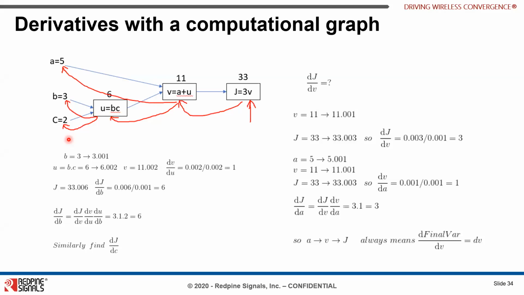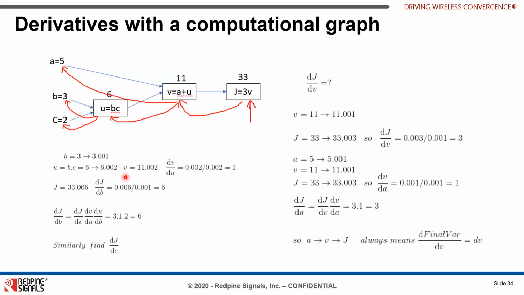So suppose here, if I increase b from 3 to 3.001, what will happen? We know u is equal to b into c. That is, b is 3.001 into c, and c here is 2. So 3.001 into 2 comes to 6.002. That means with a change in b from 3 to 3.001, we get a change in u to 6.002. That is, the change in b made a change in u.